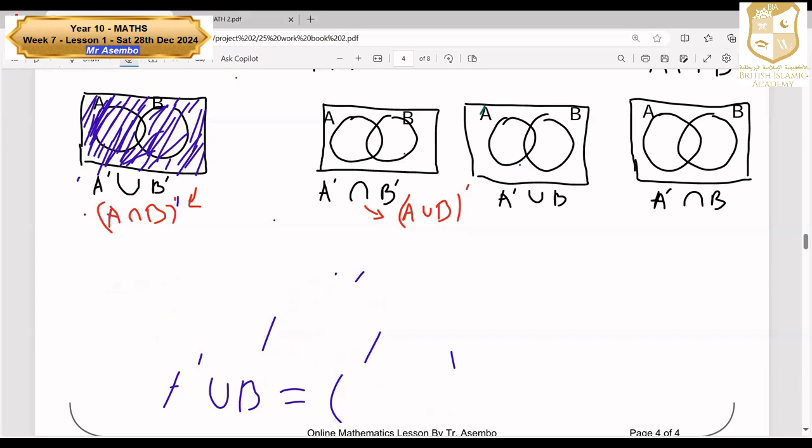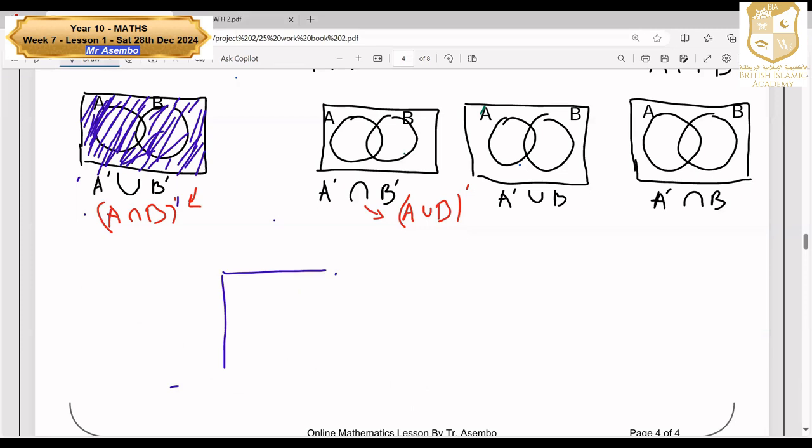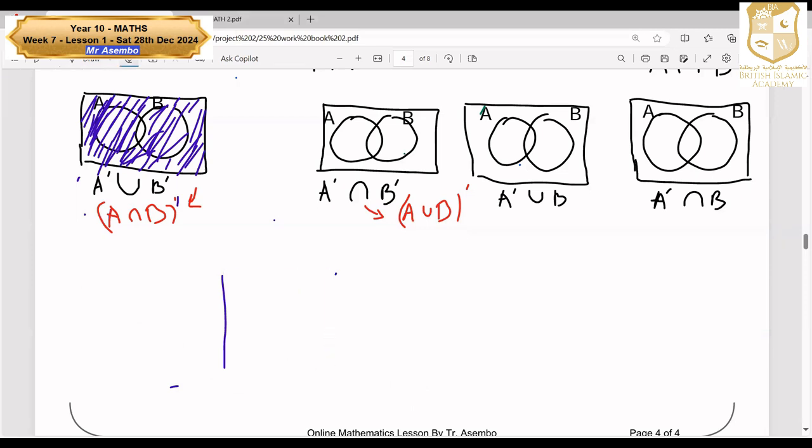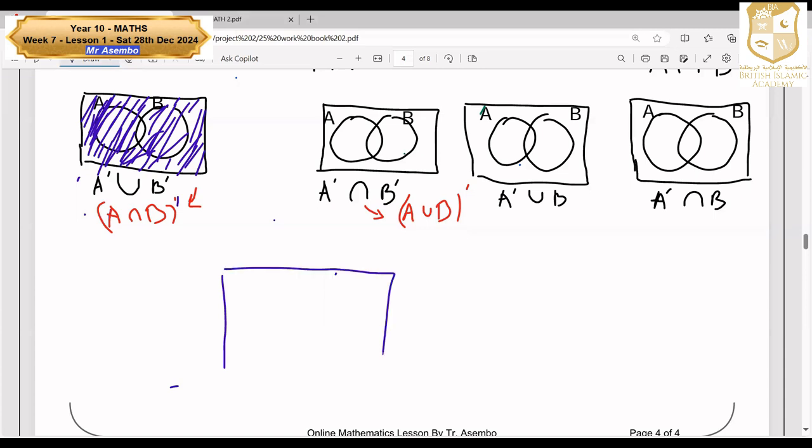Let me clear this side so that I can reuse it. Now, how do we present A complement intersection B complement? I told you when it comes to intersection, it's good practice to draw it outside separately, and then check by inspection which parts are appearing on both sides. Let me first start with A complement. So this is A, and this one is B.